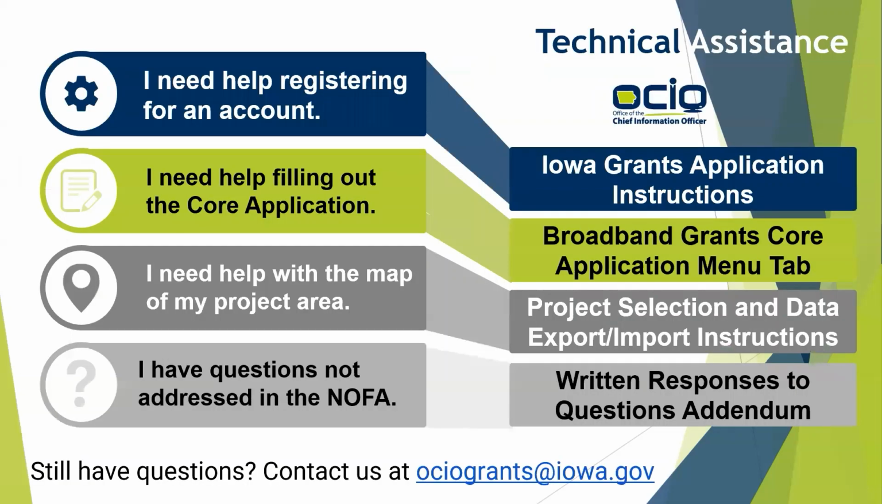That is all for today on the core application. There are some helpful instructions on screen. Again, you can find all resources for NOFA 8 on the NOFA 8 page of the OCIO website, and that includes instruction, guidance, various forms that are required in the application process, as well as where you would have found this tutorial. If you do have any questions, please contact us at OCIO grants@iowa.gov.